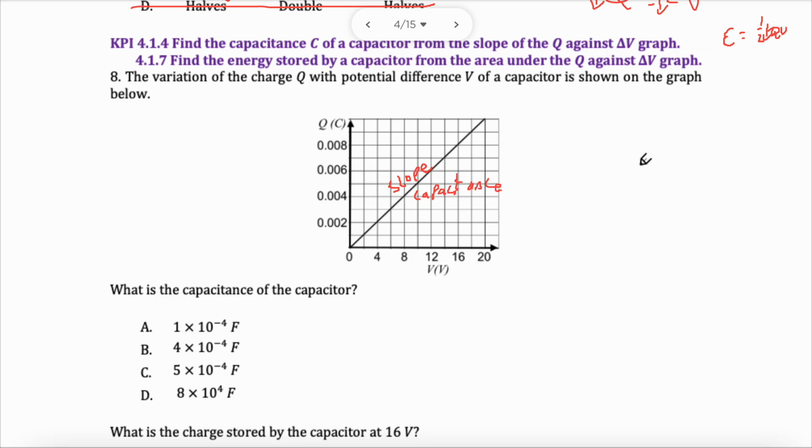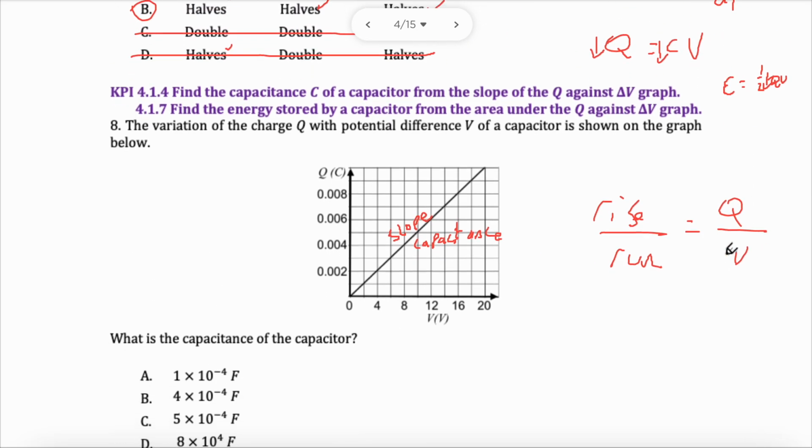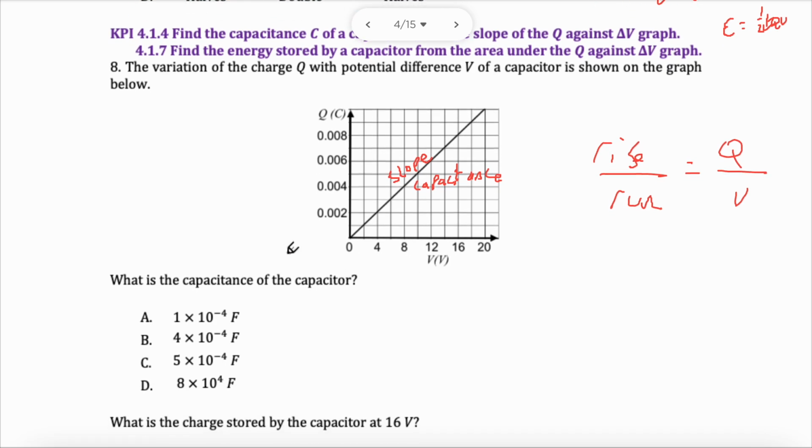You can verify that by doing rise over run, and you can see what the rise and the run is. The rise is Q divided by V. Q over V, that is this formula rearranged. So you can just do Q over V. If you want to find the capacitance of this capacitor, just pick 2 points and do it. You can pick any 2 points you want, really.